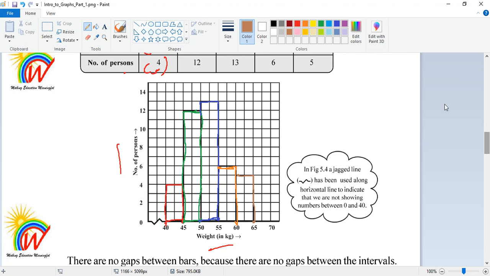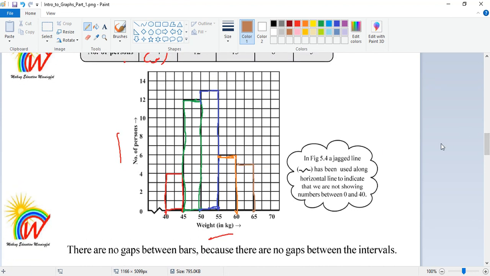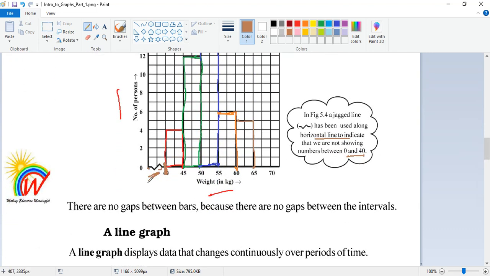Now here you should understand one important thing. The zigzag, this kind of curve over here, is used along the horizontal line to indicate that we are not showing the numbers from 0 to 40. We have started from 40 directly. So 0 to 40 is there, we have just shrunk the graph, because we don't need it. The graph starts from 40 to 45, so why do we have to write 10, 20 and all? No need, so we've just put a zigzag.